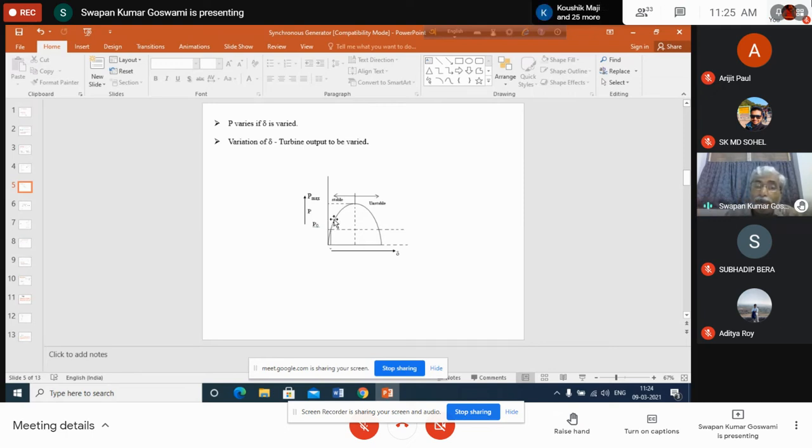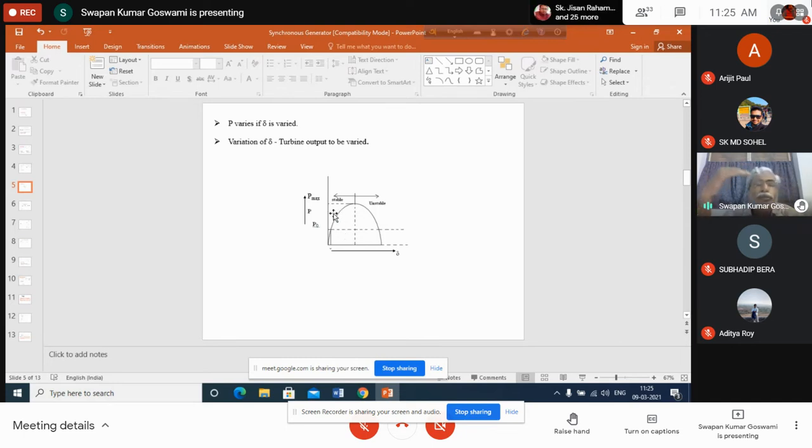Speed of the generator will increase further. As a result, delta will increase and output power will increase further. Means when the output power is increasing further, output power now becomes more than the input power, because the input power line is fixed and the output power curve point is changing. So as delta is increasing, what will happen? Output power obviously will be greater than the input power.